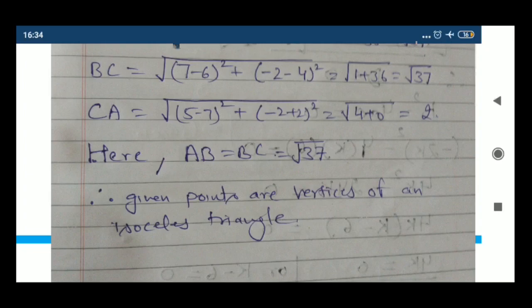Now I am going to solve the last question of this exercise, and the question is: find a relation between x and y such that the point (x, y) is equidistant from the points (3, 6) and (-3, 4). This question is the same as question number 7. Here you can see the point (x, y) is equidistant from two other points which are also given. See the solution of this question.